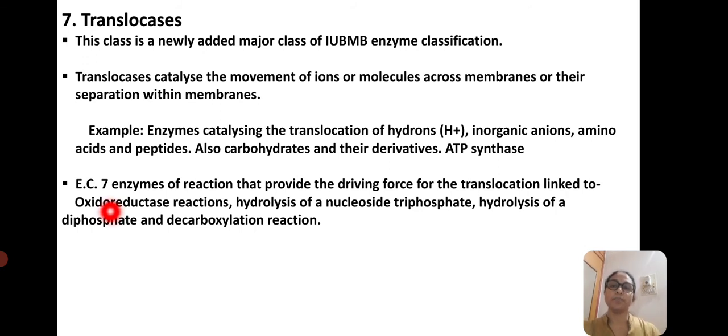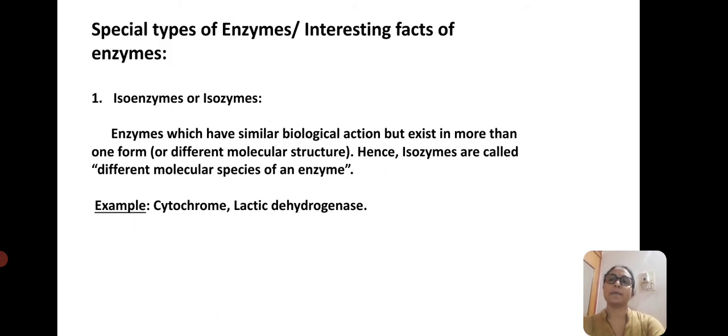These are enzymes of reactions that provide a driving force for the translocation linked to reduction reactions, hydrolysis of nucleoside triphosphate, hydrolysis of diphosphate, and also decarboxylation reactions. So in the case of the tricarboxylic acid cycle or Krebs cycle, the involvement of the translocases can be seen, such as fumarases, etc., the enzymes which are taking the assistance of this last major class, that is translocases.